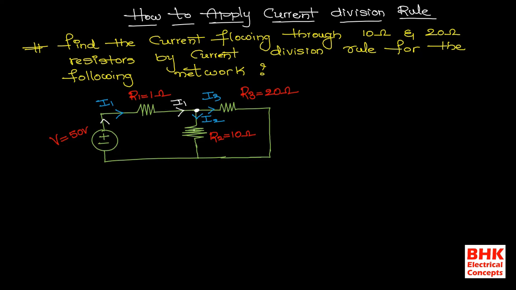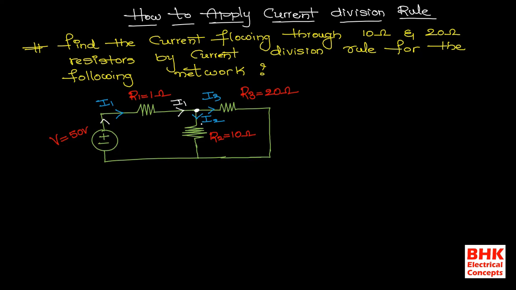After this node point, we have two branches, that is R2 and R3. These R2, R3 are connected from this junction point. That is the reason why the current will also divide in these two branches. So now our target is to find the current flowing through R2, that is I2, and the current flowing through R3, that is I3. When finding the values of I2 and I3, we always find these currents with the help of the current division rule.